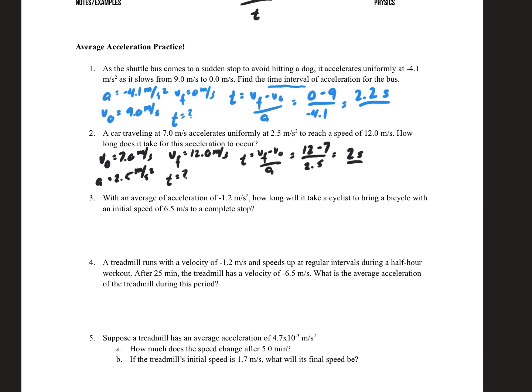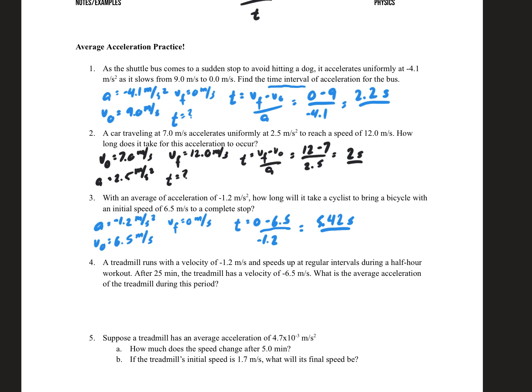All right, next one. So I kind of wrote out the givens here so we know what we're looking at. Once again, looking for the time. So we've already set it up. We'll go ahead and use that. So we have t is equal to Vf, which is 0, minus my V naught, which is 6.5. Looks like my acceleration is negative 1.2, negative because it's slowing down. So when I crunch my numbers, I get a value of about 5.42 seconds.